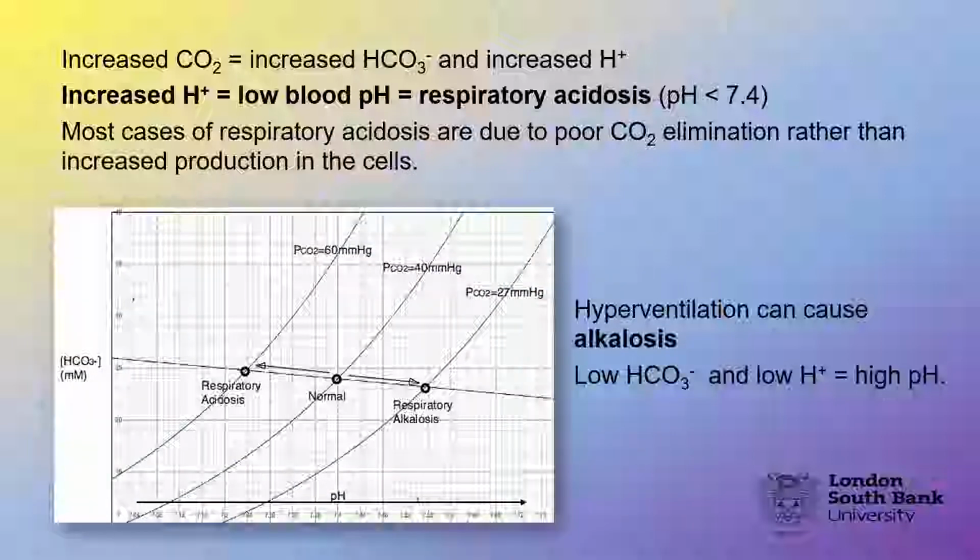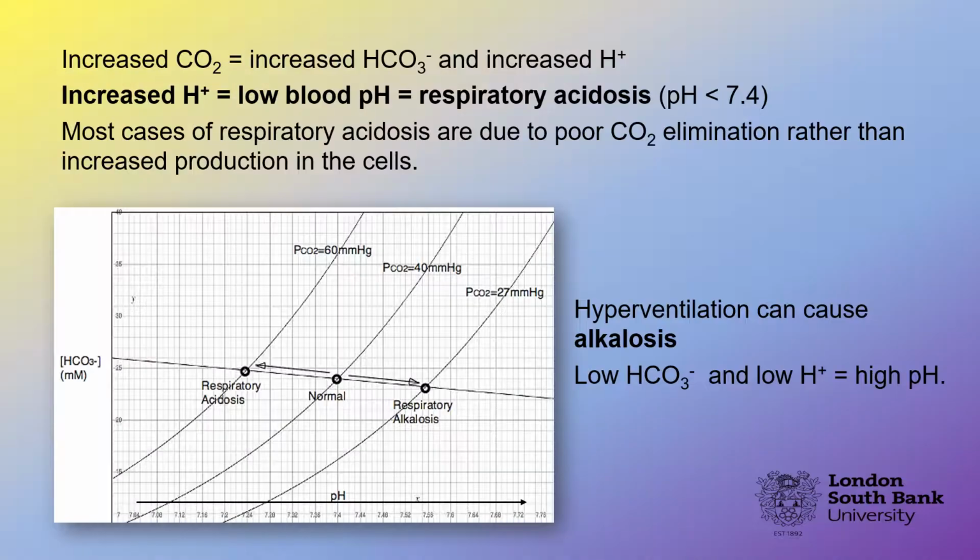Hyperventilation, on the other hand, can give us the reverse, alkalosis. In alkalosis, we have a low level of protons and a high pH. You can see on the graph at the bottom, on the left-hand axis, we've got bicarbonate and consequently H+. On the bottom, we've got increasing pH. So, increased H+ gives us low pH and acidosis. Low H+ gives us high pH and alkalosis.